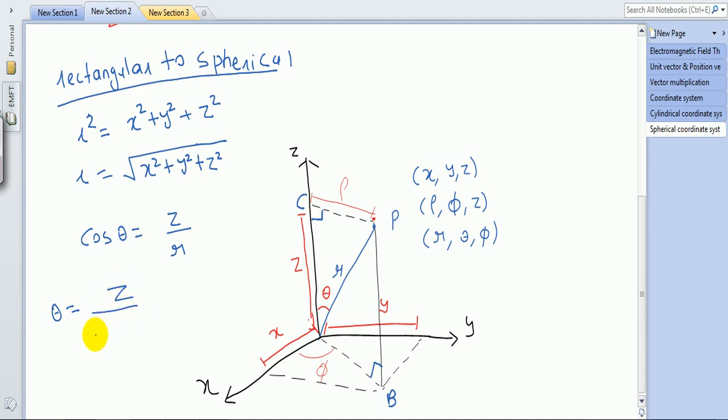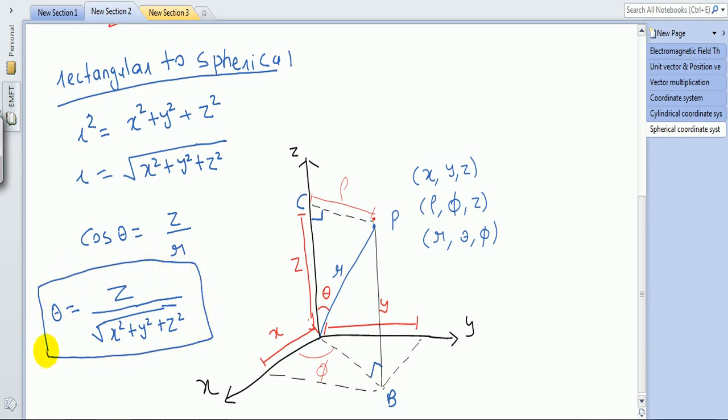So theta equals cos inverse of z divided by r, where r is under root of x square plus y square plus z square. So this is the value of theta, and this is the value of r.